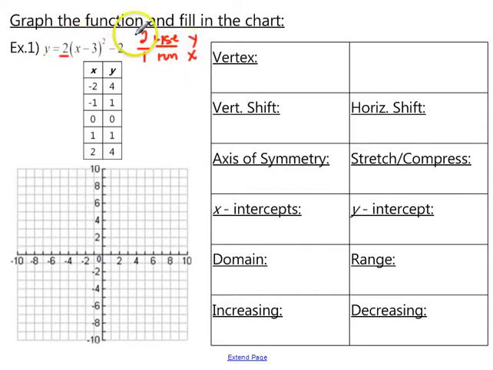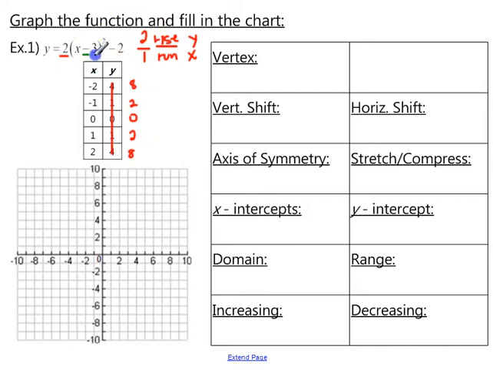So we're going to take this 2 over 1 and you're going to multiply all the y-coordinates by 2 first. 4 times 2 is 8, 1 times 2 is 2, 0 times 2 is 0, 1 times 2 is 2, and 4 times 2 is 8. Then you want to multiply all the x-coordinates by 1. Multiplying by 1 isn't going to change anything, so we'll just leave them. So these are our old y values. These are our new ones.